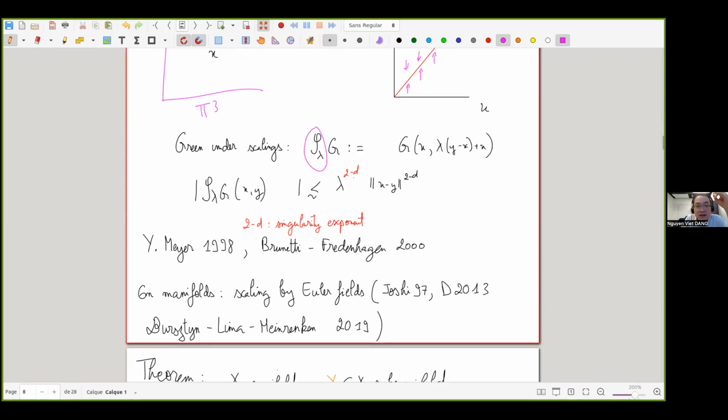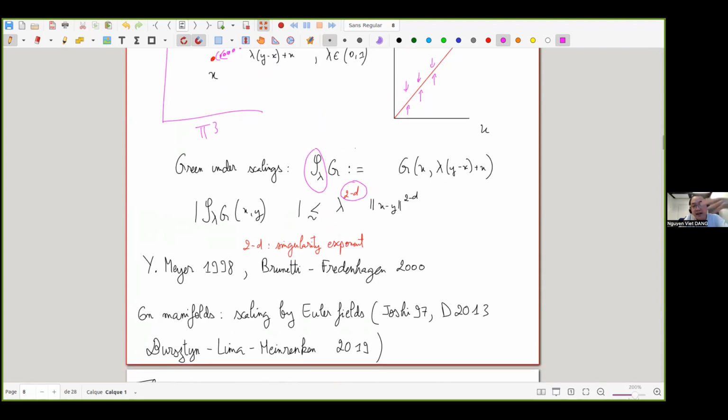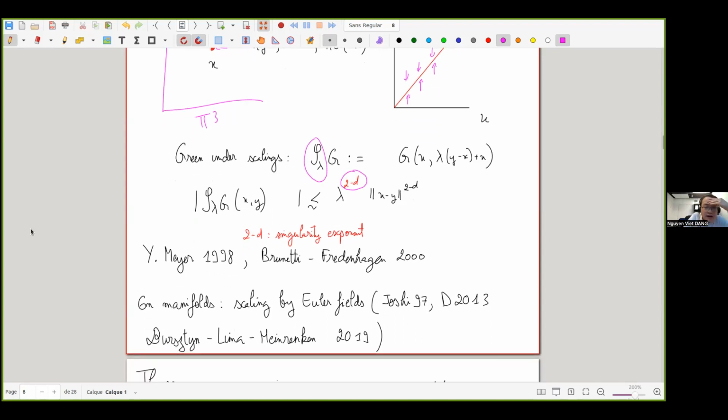So the singularity exponent associated to the Green function is 2 minus d. Okay, so this idea of scaling distributions, scaling objects, I think it goes back a very long time in analysis, but it is very closely related to what I'm talking about. It appears in the work of Yves Meyer in 1998, and also in the work of Brunetti and Fredenhagen around 2000.